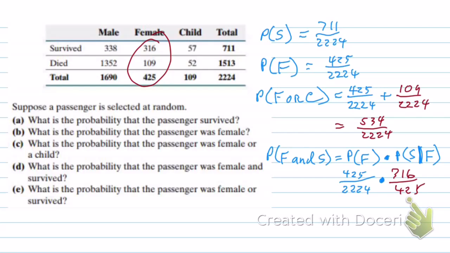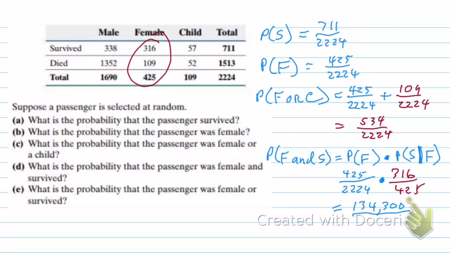So I'm using the general multiply rule. It says you've got to take into account that maybe these aren't independent. Unless you're told they are, you can't assume that they are. Okay, so I multiply those together. What am I getting? 425 times 316. Somebody help me out. 134,300. Thank you. Over 2224 times 425.